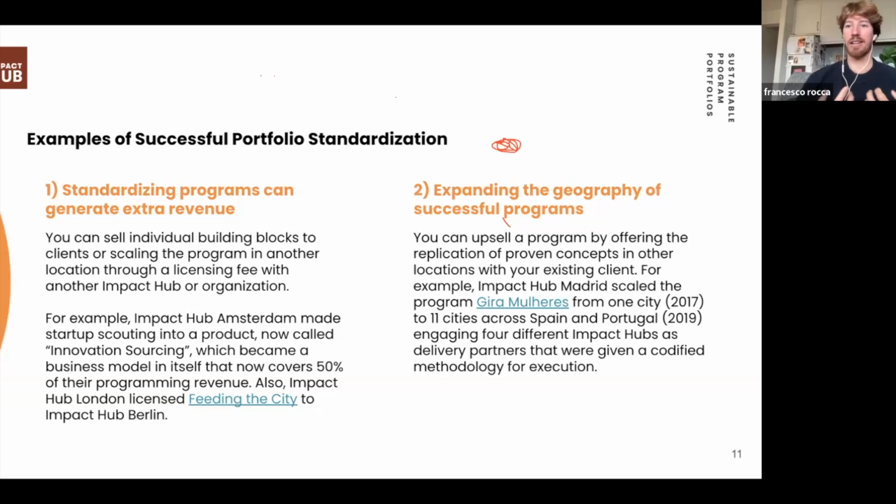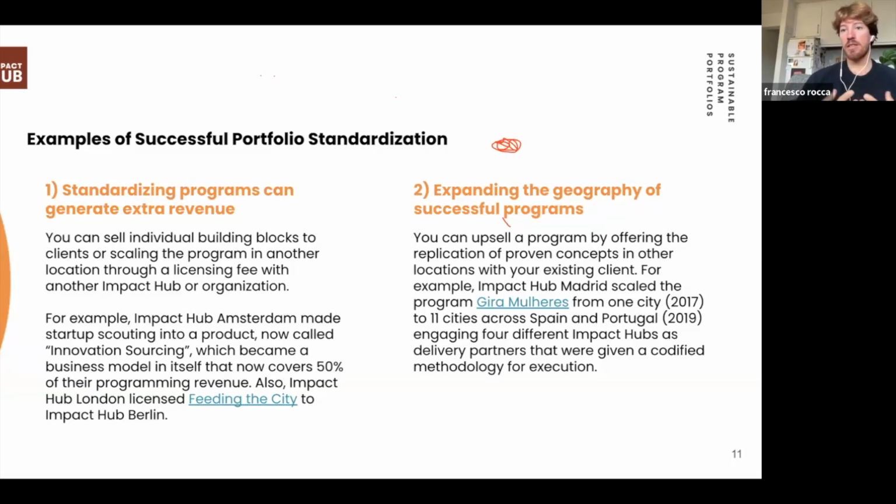Not all the clients see what's in it for them, and not all the time do they have 100 plus K of budget to allocate. So what we thought was very smart, which Amsterdam developed, was, okay, how can we make sure we're not the only player doing acceleration or entrepreneurship programs? How can we sell some of these smaller activities that we know we are very good at? And in their case it was scouting.